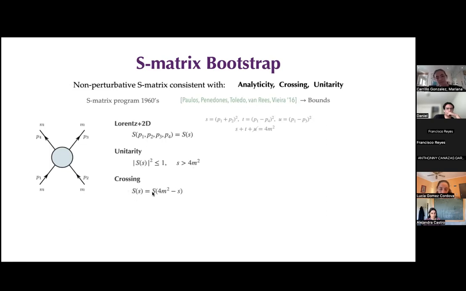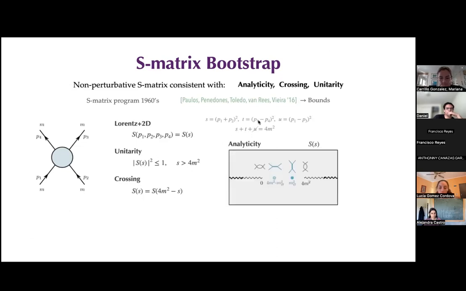Then crossing tells us that we can actually look at this process as with time flowing in this direction or in this other one. So it relates S and T channel, and T, I remind you here, is just 4 minus S. So it's the simple equation. And then analyticity is perhaps one of the most powerful tools.